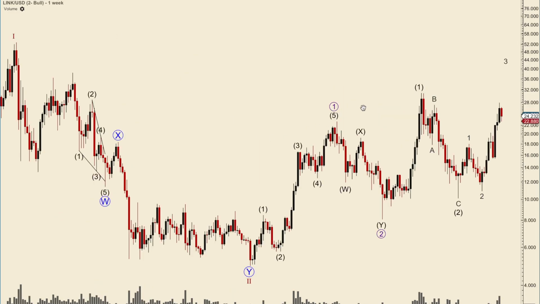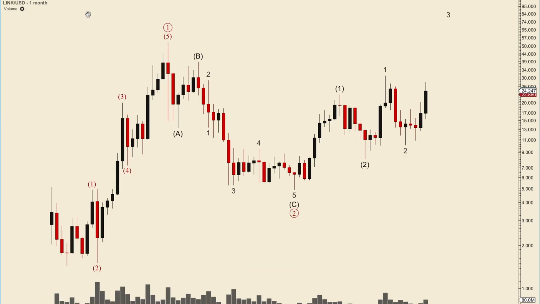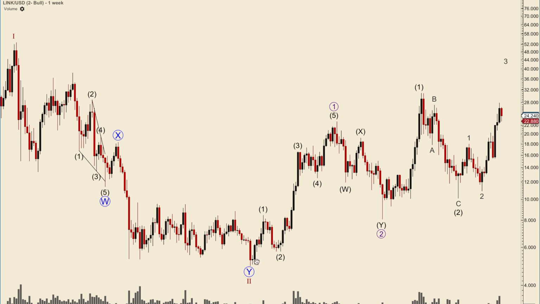So this is that count. And basically, here we are just counting the wave 2 a little bit differently, like a WXY, but it doesn't matter for the big picture because we have the wave 2 at the same location, as you can see here. So the only issue with this is that wave 1 looks a bit three-wavy.